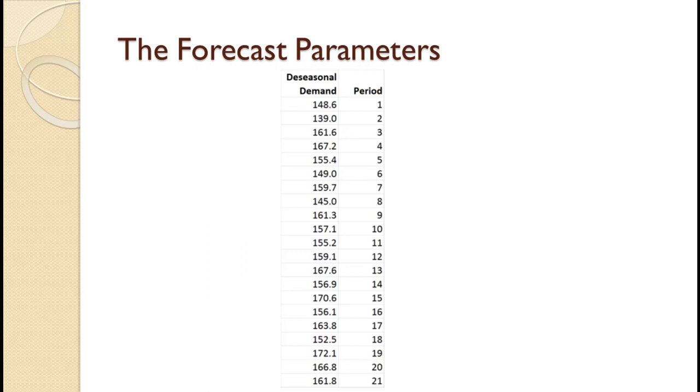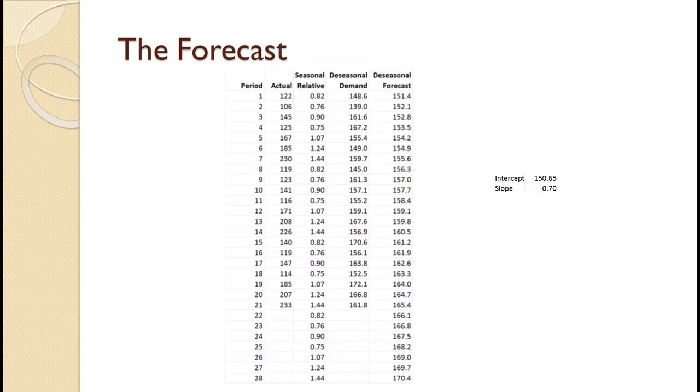The deseasonalized demand is used as the dependent or y variable. A period number going from 1 to 21 is used for the independent or x variable. That gives us an intercept of 150.65 and a slope of 0.70. Using the intercept of 150.65 and the slope of 0.70, we prepare a forecast for the 21 periods for which we have actual data, as well as the next full week, or periods 22 through 28. Those results are shown on the slide.